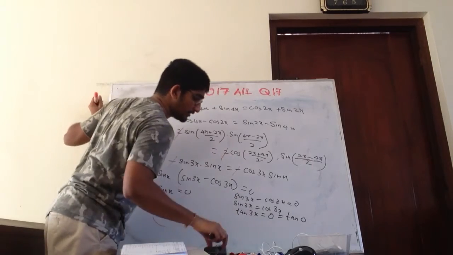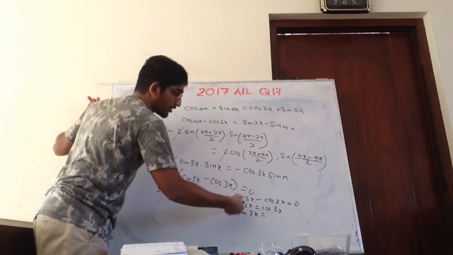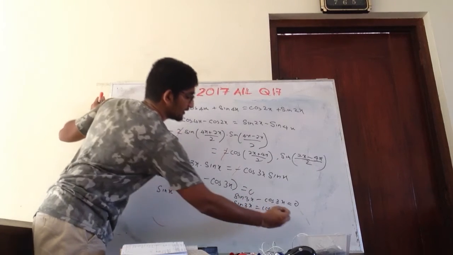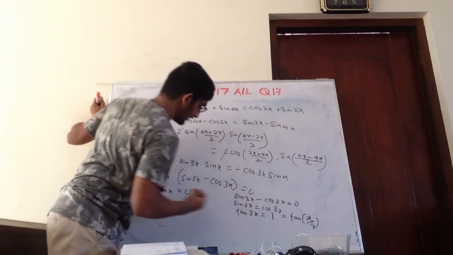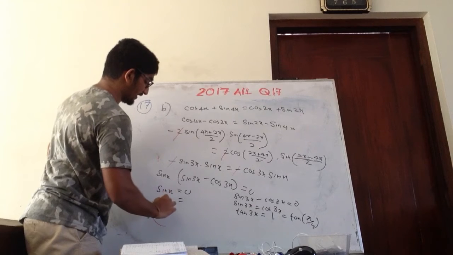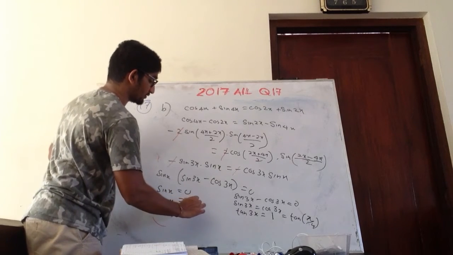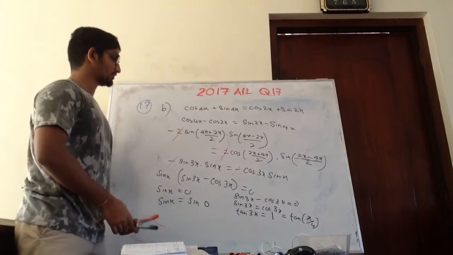So now we are going to divide this by cos 3x, so tan 3x is equal to 1, that is tan pi over 4. Here we will get sin x equals 0, that means sin x is equal to sin 0. So from here we can get the general solution.